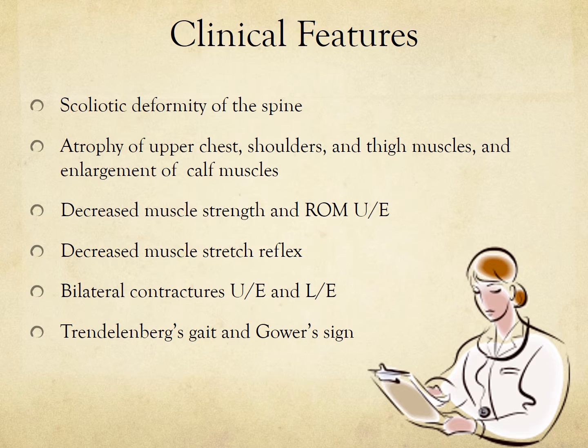Clinical features. JF has scoliotic deformity of the spine, atrophy of upper chest, shoulders, and thigh muscles, and enlargement of calf muscles. Decreased muscle strength and range of motion of upper extremities. Decreased muscle strength, stretch reflex. Bilateral contractures of upper extremities and the lower extremities. Trendelenburg's gait and the Gower sign.